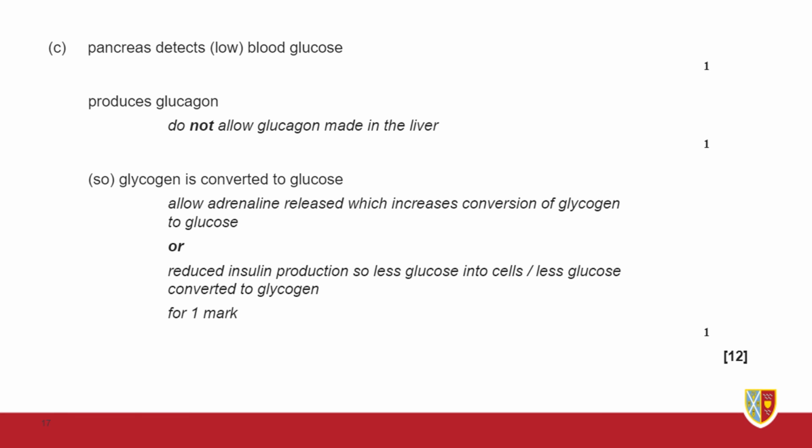So the pancreas is going to detect that there is a low blood glucose. Those receptors on the pancreas are going to pick that up. The pancreas is going to produce glucagon. The glucagon is going to cause the conversion of glycogen back into glucose, and it's going to release it from the liver and the muscle cells back into the blood. Okay, and that's what they were looking for on this one.